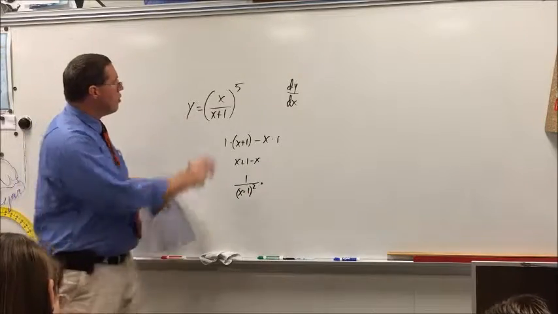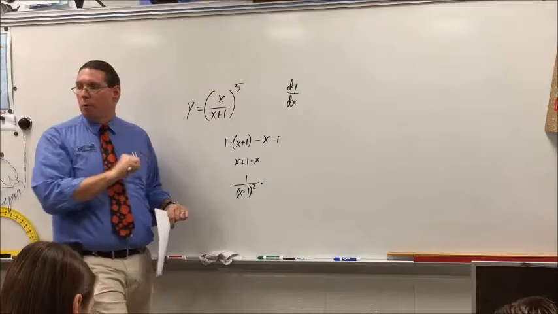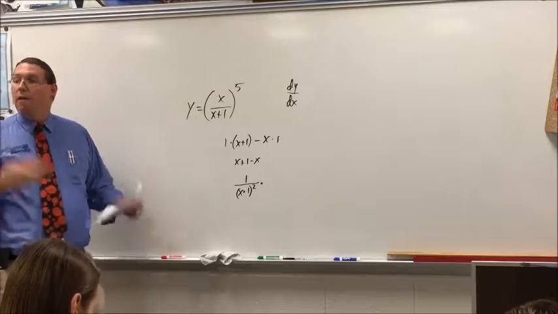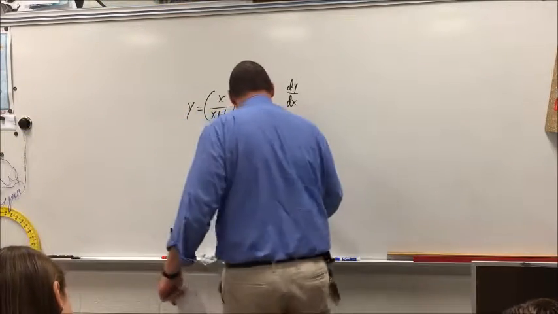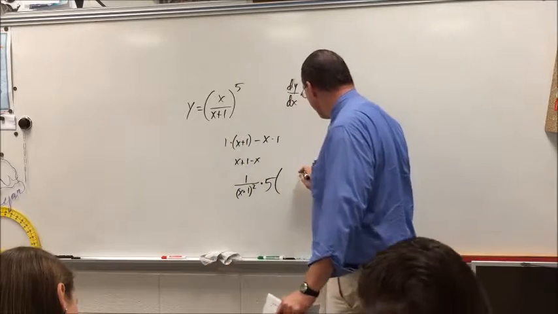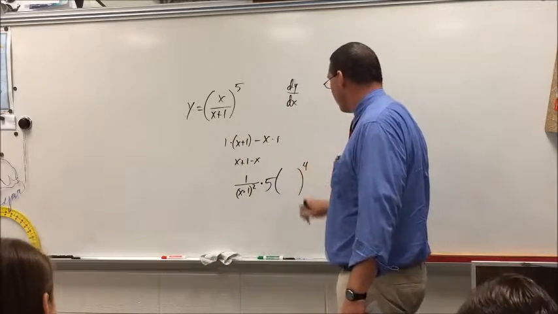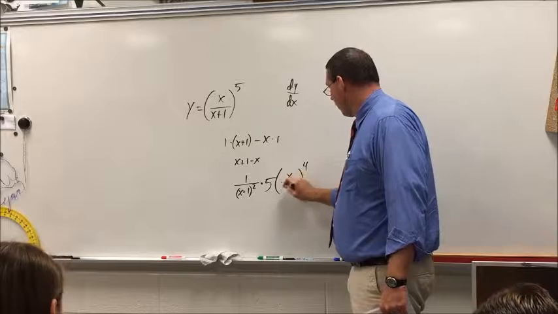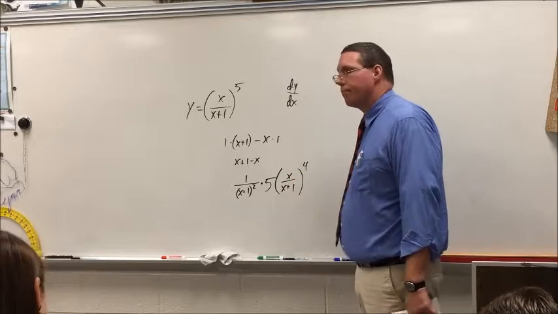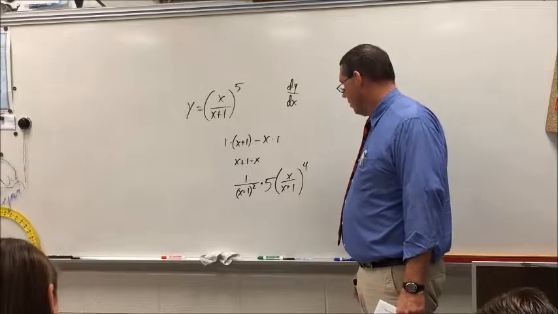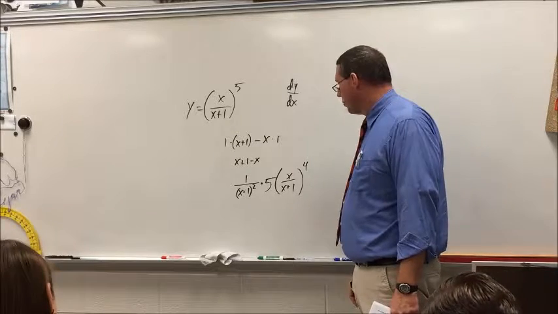And so now, if this was just x to the 5th power, what would that be? 5x to the 4th. But instead of 5x to the 4th, it's 5 times something to the 4th: x over x plus 1. And now, unfortunately, they kind of require you to simplify.